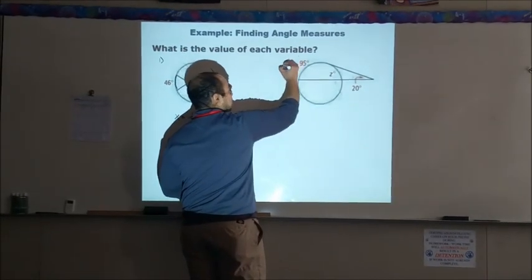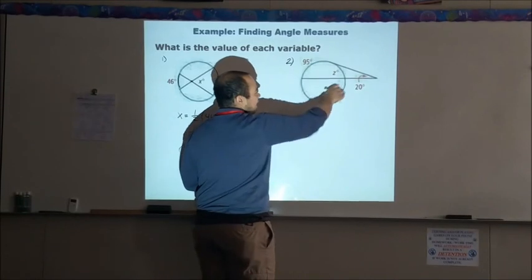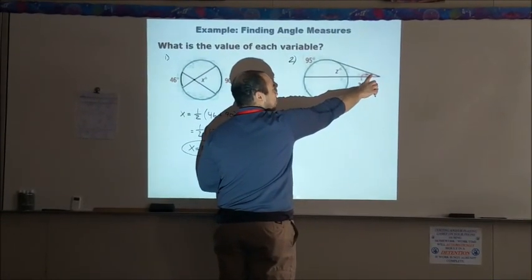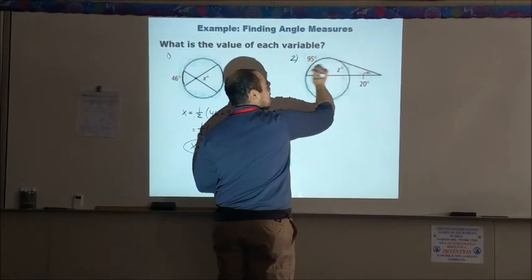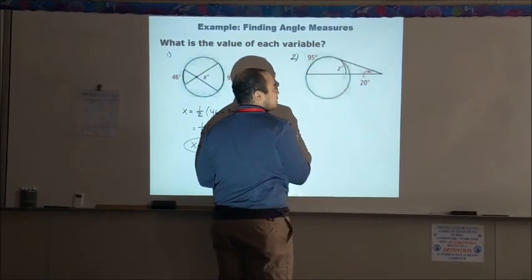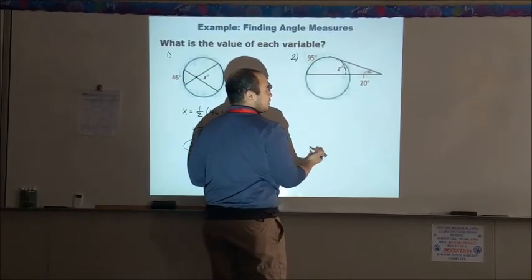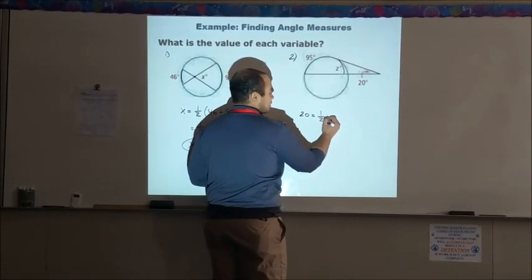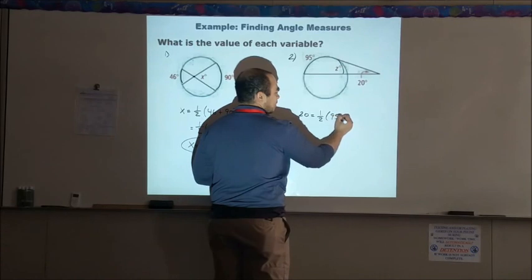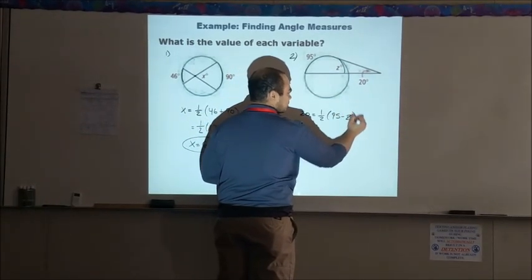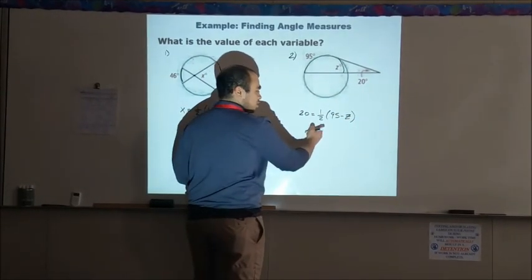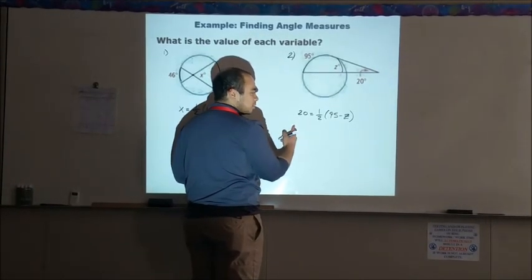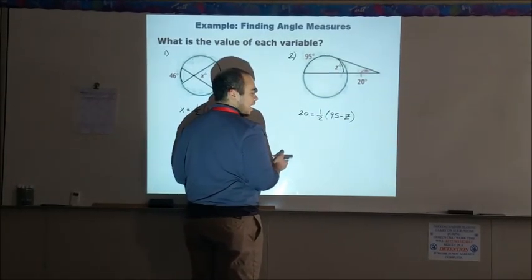Example 2. We have the angle taking place outside of the circle. So that means we're going to take this arc and subtract this arc from it, and then cut it in half. So right away I know that 20 equals 1/2 (95 minus z). I have two options. I can distribute the 1/2, or I can multiply by 2. I'm going to multiply by 2 to get rid of the 1/2.